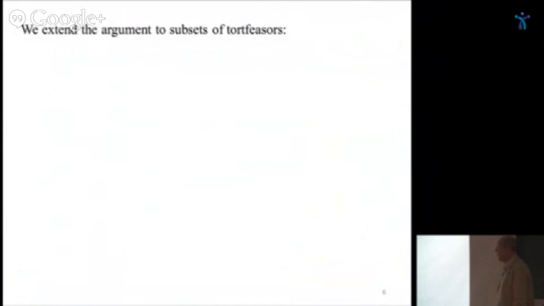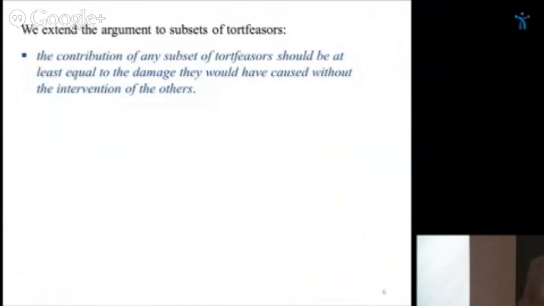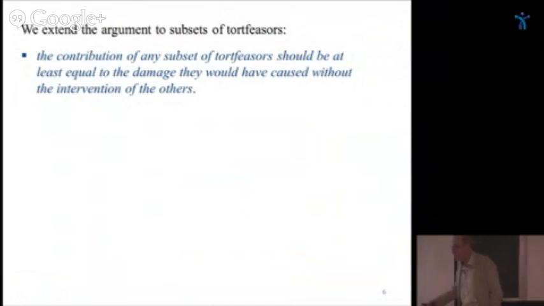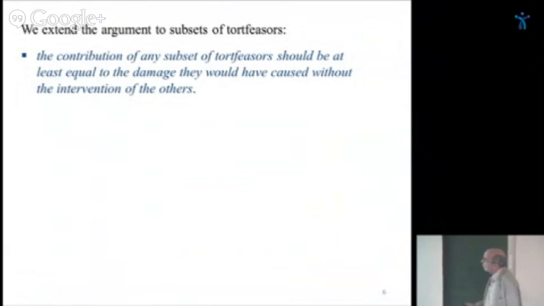So we extend, actually, we'll come back to that, because we extend the argument to subsets of tortfeasors. Could use already the word coalition, of course, but here in this setting. So the contribution of each subset of tortfeasors, there is a minimum on what a subset of tortfeasors pays, and this is their potential damage. The damage that they would have caused without the intervention of the others.